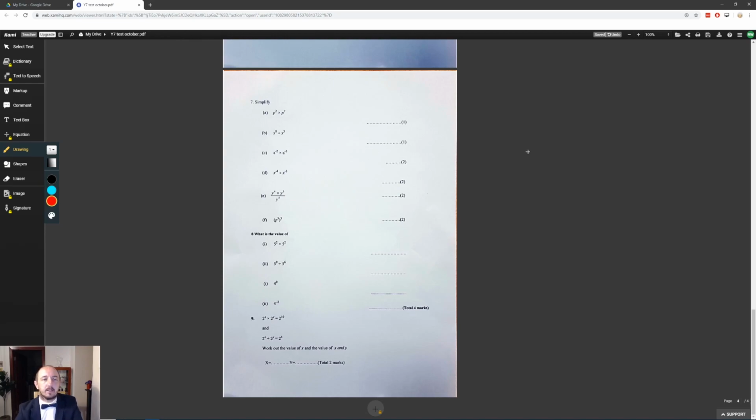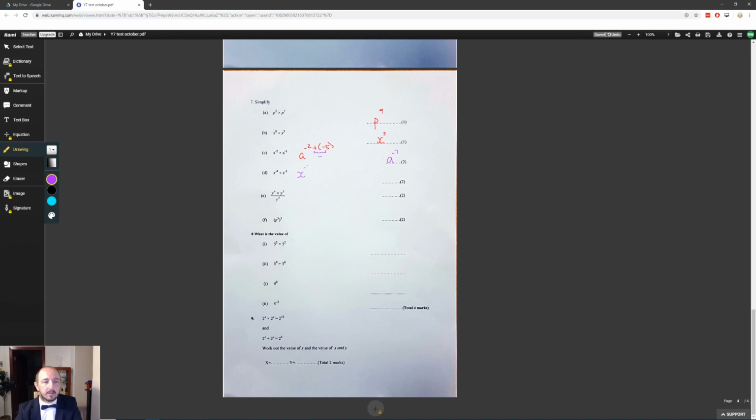Question 7, p squared times p to the power of 7. We're going to add these two powers to get p to the power of 9. X to the power of 8 divided by x cubed is x to the power of 5. A to the power of minus 2 times, so add minus 5. So it'll be minus 2 plus minus 5, and the two signs that are joining here, we're going to make a minus. So minus 2 minus 5 is minus 7.